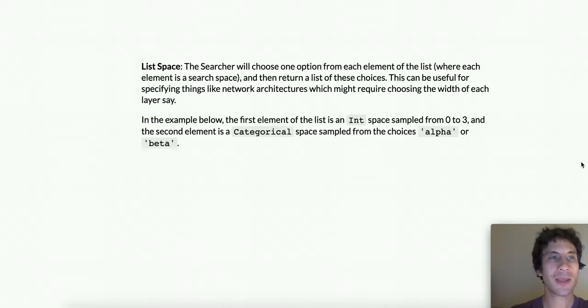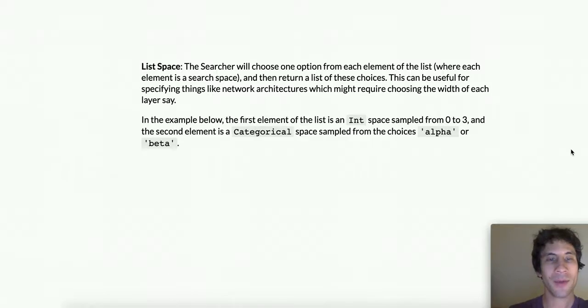A list space is a type of search space where the searcher will choose one option from each element in the list, where each element would be a search space also in the nested context. And finally, the searcher will construct a list of these choices. This could be useful for something like specifying network architectures, which might require choosing, say, the width of each layer.